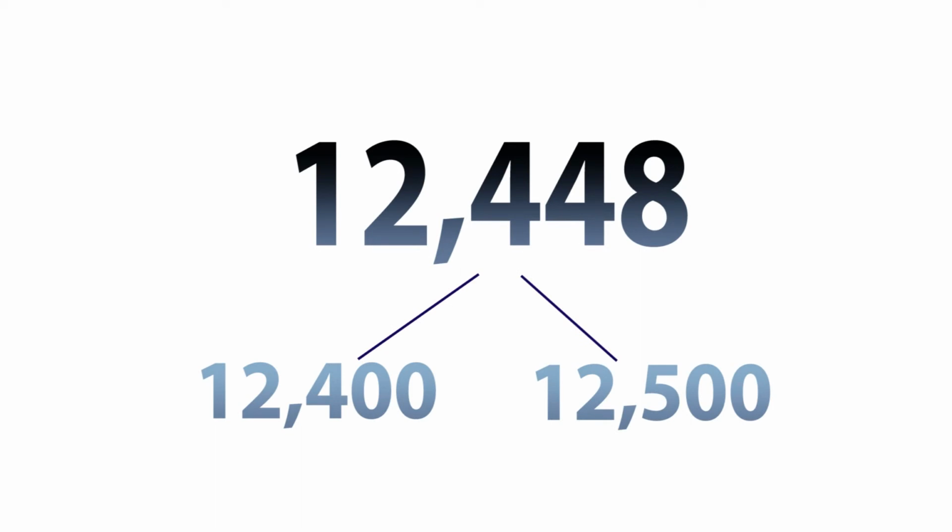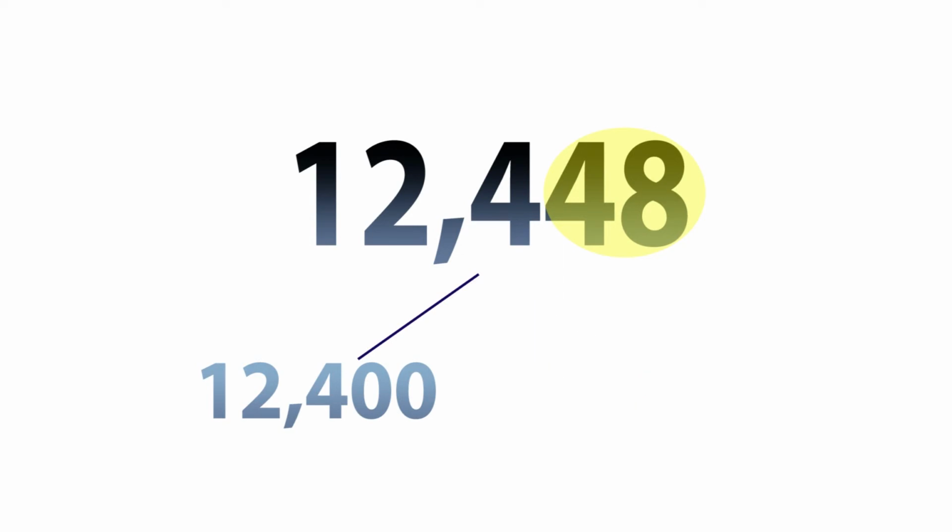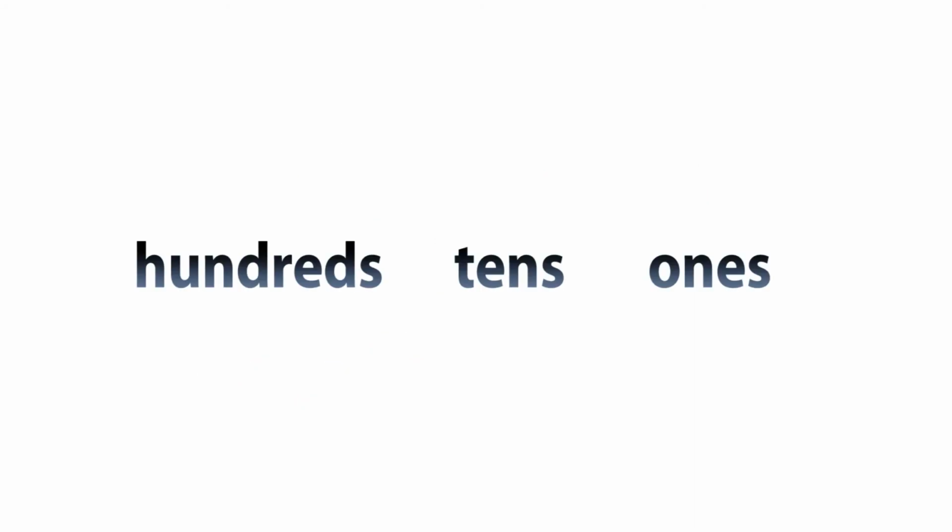12,448 is between 12,400 and 12,500. Remember, 49 is the cutoff spot for rounding down, and 48 is smaller than 49, so it will still round downward to 12,400. So far we've talked about rounding to different place values.